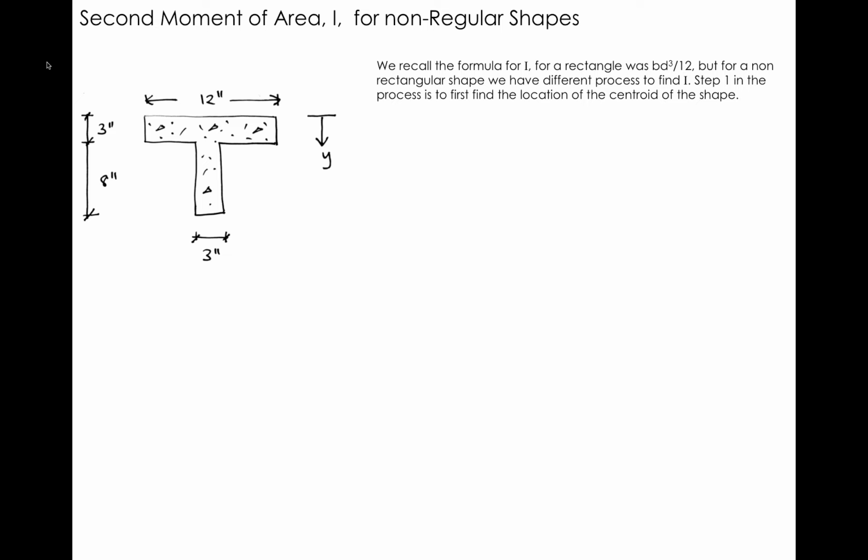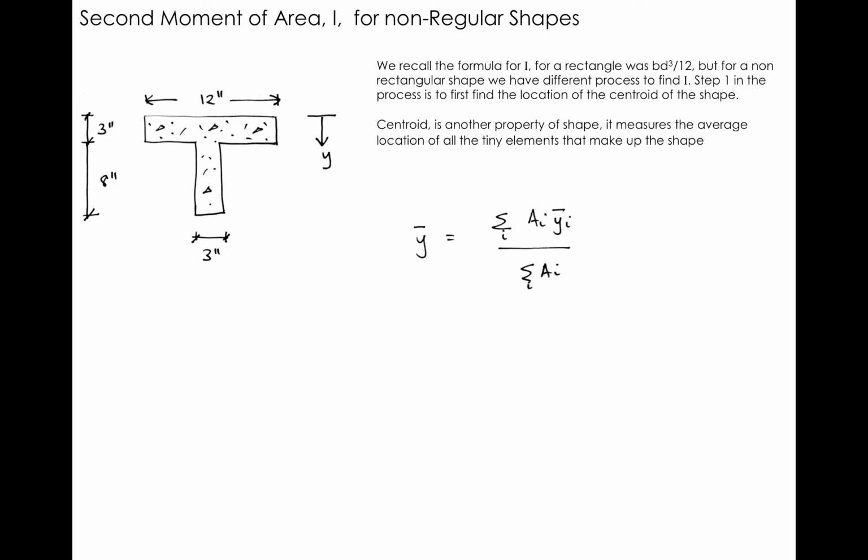The first step in that process is to find the centroid of the shape. Centroid is also a property of shape, just like area, volume, section modulus, and moment of inertia. What it measures is the average location of all the elements on our cross section. It's akin to center of gravity or center of mass. It also will be the location through the depth of the beam where you have an equal amount of area above the line as below the line.